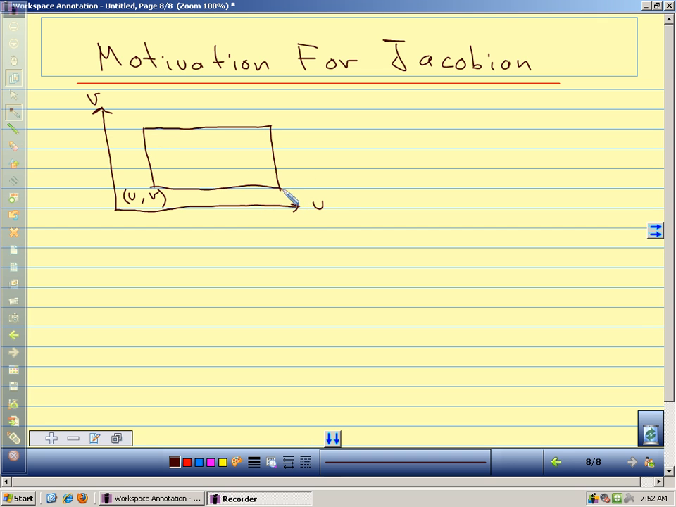So the coordinates of the corners of this rectangle in the UV plane, this one becomes u plus delta u, comma v, and we're moving up a small amount delta v, so this is u plus delta u, comma v plus delta v, and the coordinate of this vertex is u, v plus delta v.